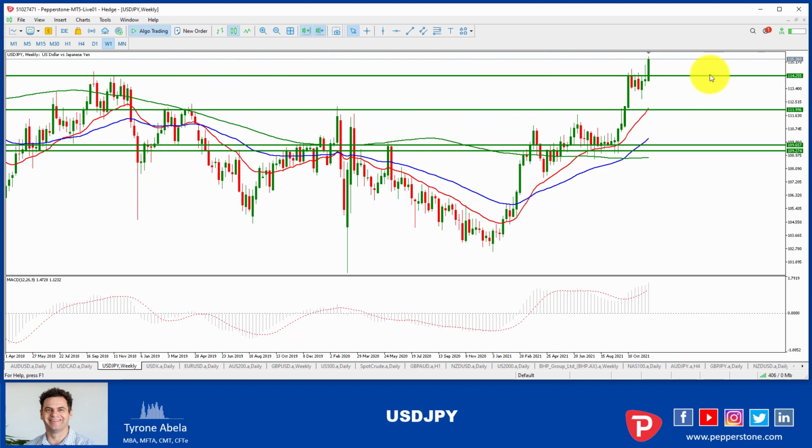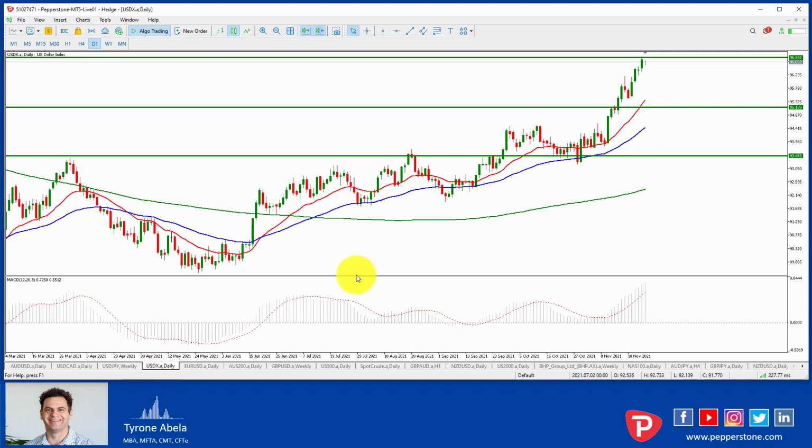Anything above probably 115.20 would be ideal, but it really needs to stay well above this noise here. This level needs to be broken. This is a weekly chart. No mucking around on this one. It's very serious. So we know it's a serious level if it gets broken, and that's the key for the US dollar yen.